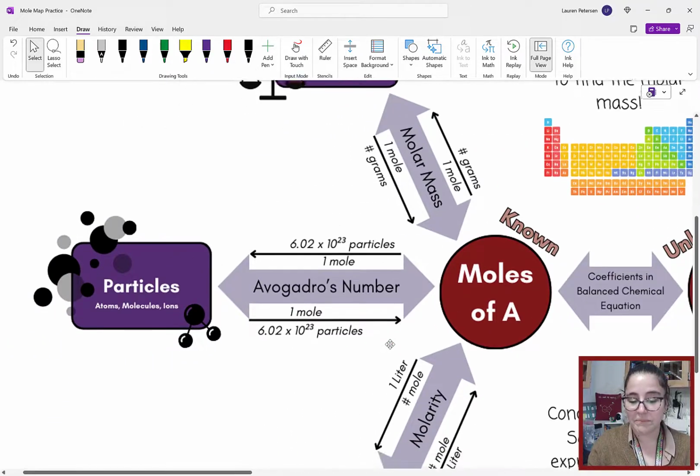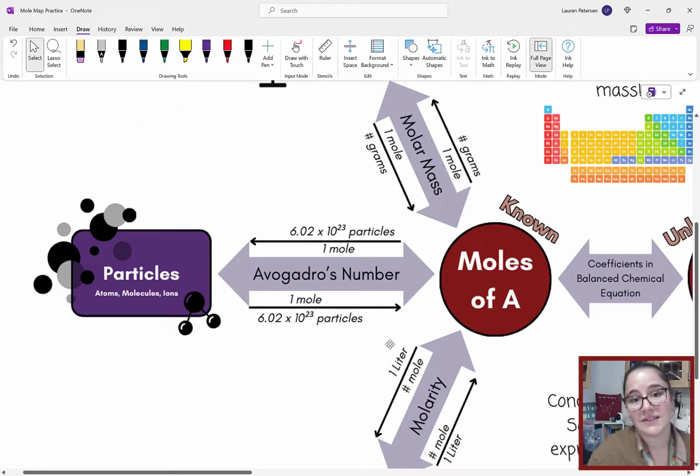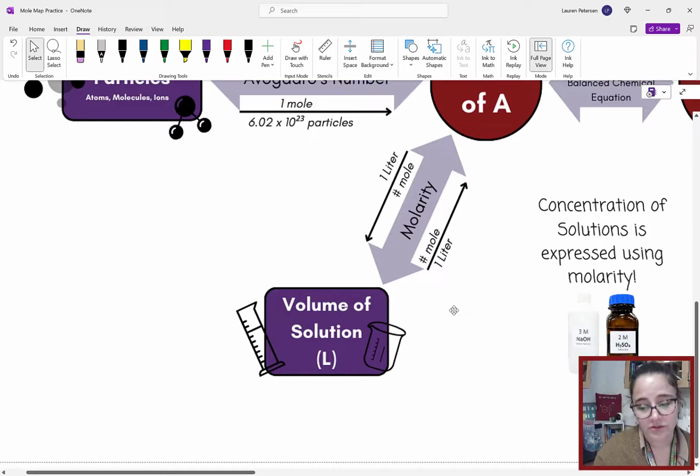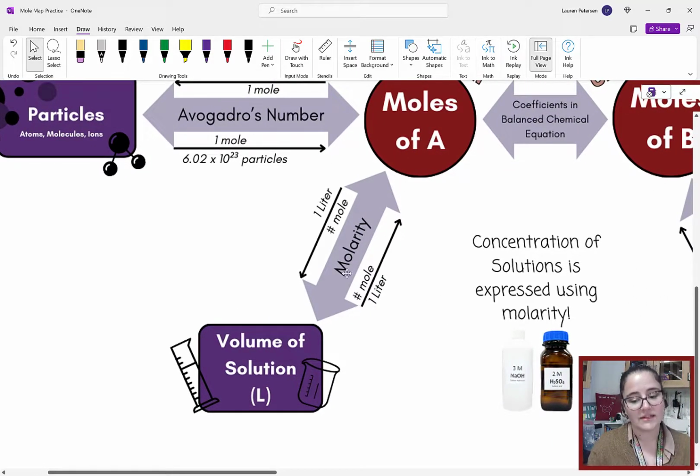Okay. Then we'll have particles. Particles can be atoms or molecules or ions, basically anything you're trying to count. And to convert that to moles, we use Avogadro's number, 6.02 times 10 to the 23rd. And then if we're talking about a solution and a volume of a solution, to relate that to moles, it's the molarity. Molarity is the concentration of a solution. So something like 3 molar NaOH contains 3 moles of NaOH per 1 liter. 2 molar H2SO4 contains 2 moles of H2SO4 per 1 liter of solution.